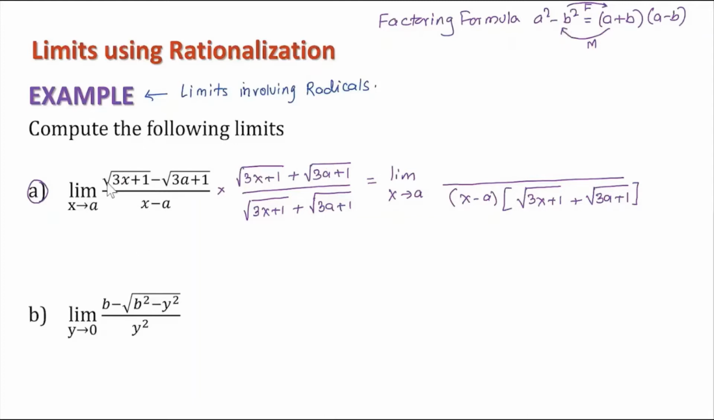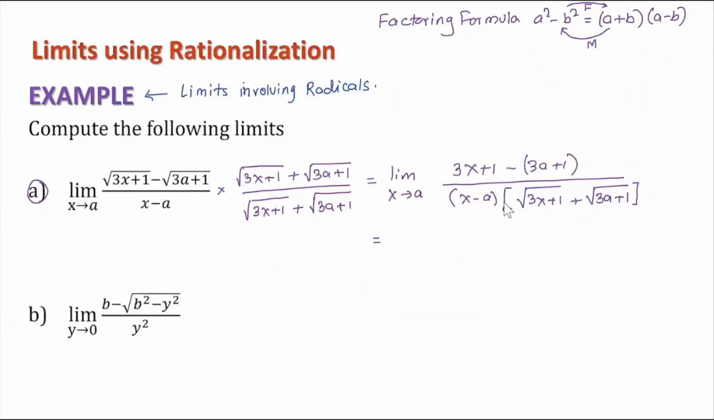So if I square the first one, the square root of 3x plus 1, it will be 3x plus 1. Then minus, a squared minus b squared. When I square the second one, it will be 3a plus 1. So we multiplied the numerator. To multiply the fractions, we multiply numerator with numerator. We got that. We multiply denominator with denominator. This is what we have.